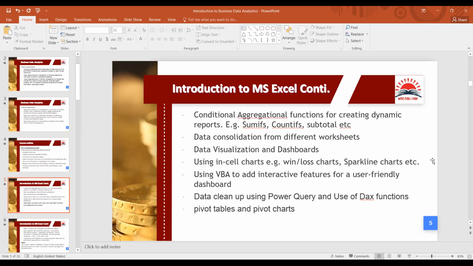As I mentioned, when you have data and you are able to visualize the data in a graphical format, it is possible for you to actually understand the trends. You can simply look at the graph, then thereafter you also make insight. We'll also be looking at charts like the win-loss charts, the sparkline charts, among others. Then there's also a critical element of macros. That is the VB element of it, using the VBA to add interactive features for user-friendly dashboards.